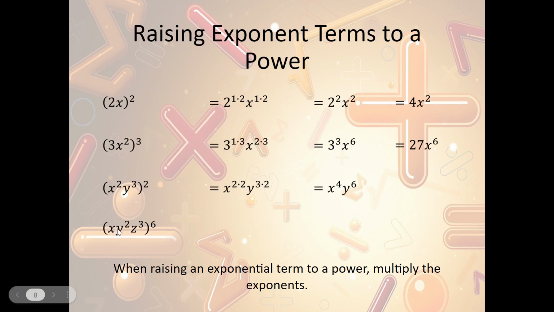Now we have x y squared z cubed to the 6th. So we're just going to multiply each of the exponents by 6. So we get x to the first times 6, and y to the second times 6, and z to the 3rd times 6. And we're just going to multiply these out. So 1 times 6 is 6, 2 times 6 is 12, and 3 times 6 is 18. So we should get x to the 6th, y to the 12th, z to the 18th.